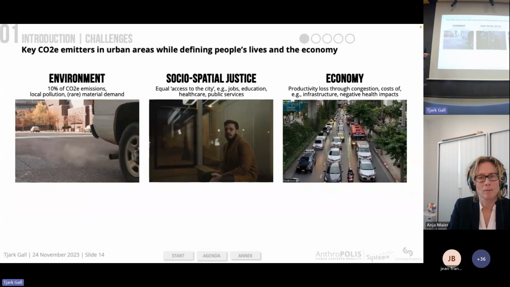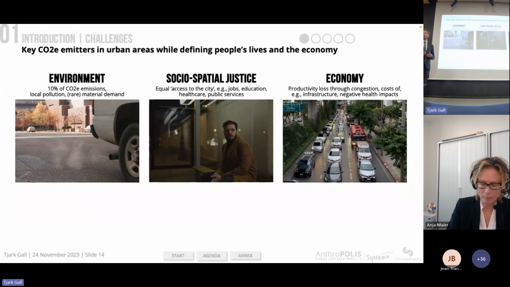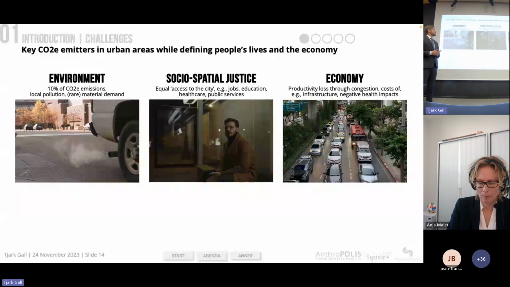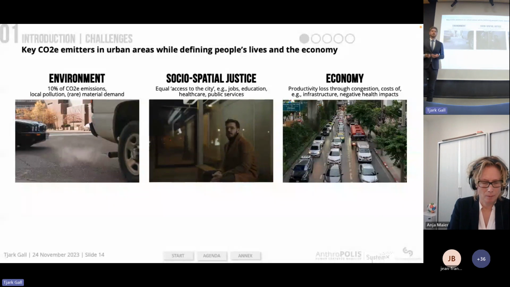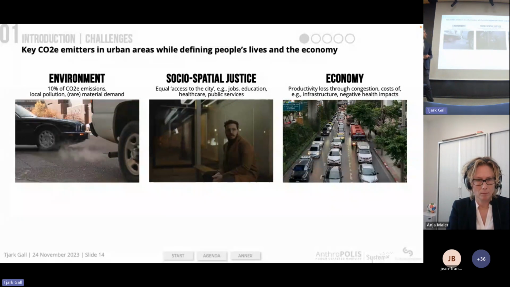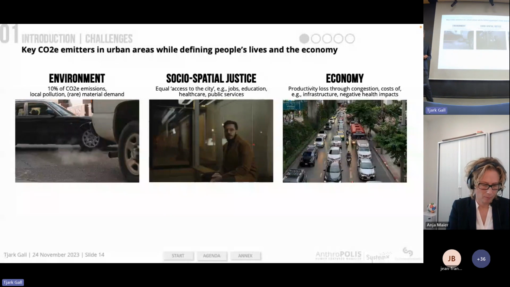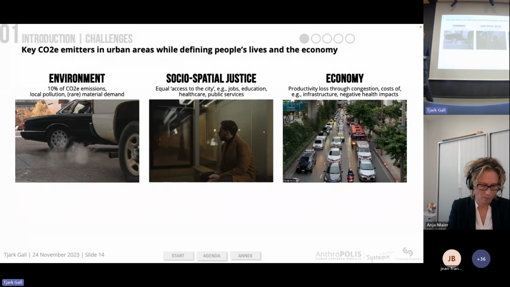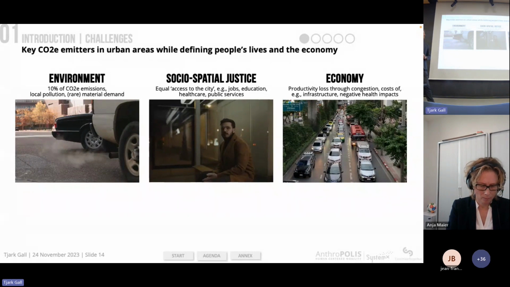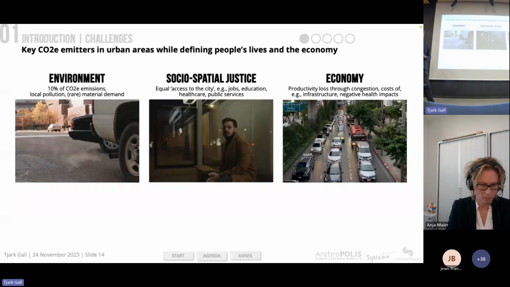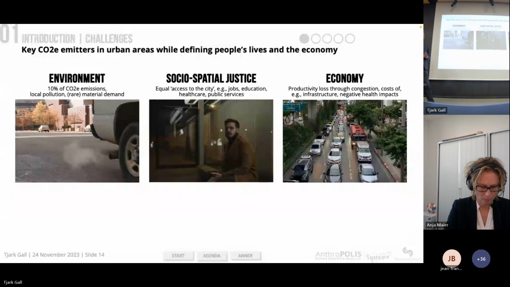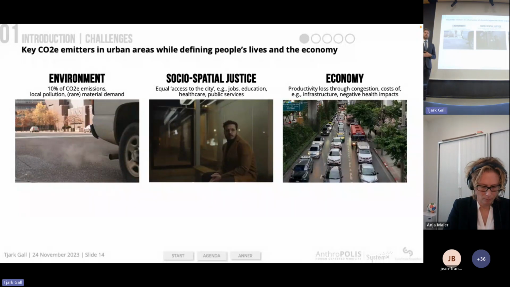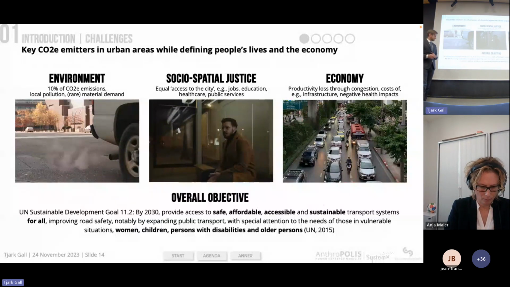The electric vehicles, for example, require a lot of rare materials, so there are a lot of demands from the environmental side. The exclusion part, I talked already a little bit about. The idea of the urban area is providing access to opportunity. That means jobs, education, healthcare, public services, and so on. And finally, on the economic side, one of the major elements there is the loss of productivity due to traffic congestion and so on, but also negative health impact.